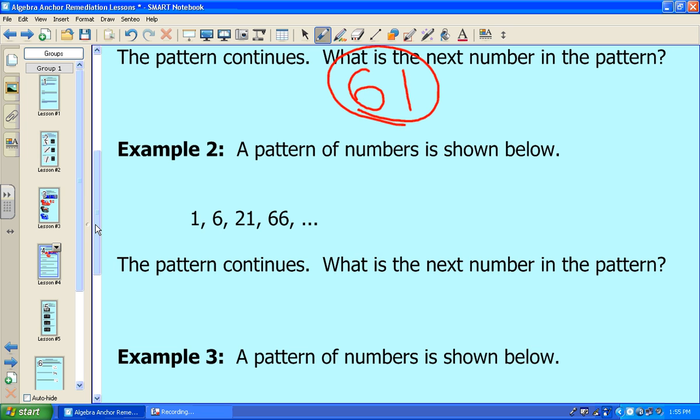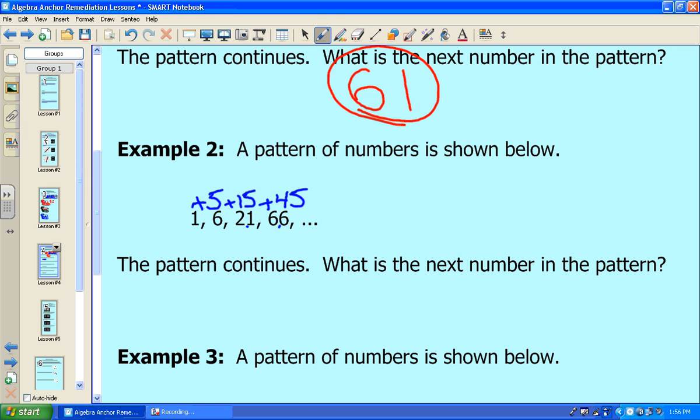Okay, next example. First I want to look at the differences between each of the numbers. The difference between 1 and 6 is 5. So I add 5 each time. 6 plus what gives me 21? It's plus 15. Next pair of numbers, between the 21 and the 66, you add 45.